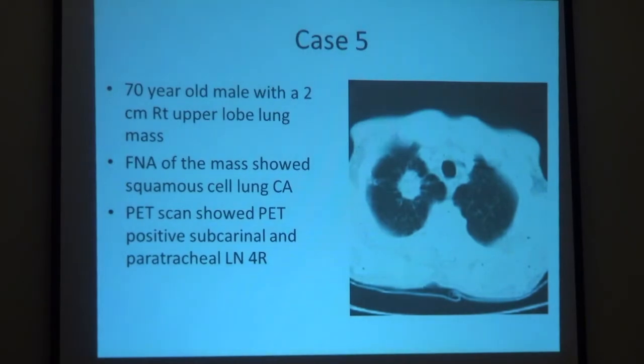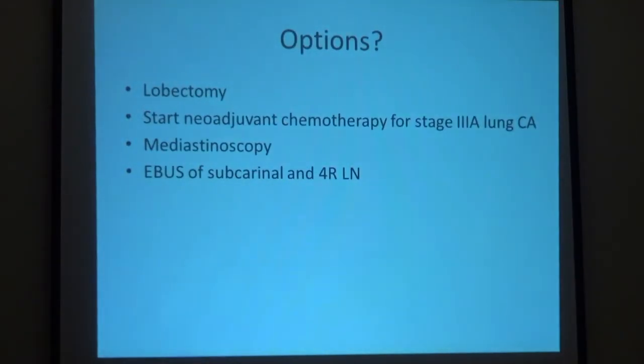This is another case: a 70-year-old male with a 2 cm right upper lobe mass. FNA of the mass showed squamous cell lung cancer. PET scan showed PET positive subcarinal and paratracheal lymph nodes. So you already have a diagnosis of squamous cell, and you do a PET that is positive. Are you satisfied? Would you proceed with lobectomy? Would you start neoadjuvant chemotherapy because these are PET positive lymph nodes, meaning it's cancer, or would you do a mediastinoscopy to verify, or EBUS of the subcarinal and 4R lymph nodes?